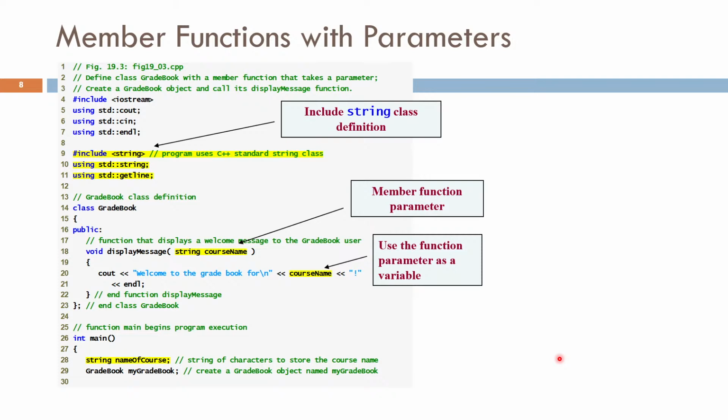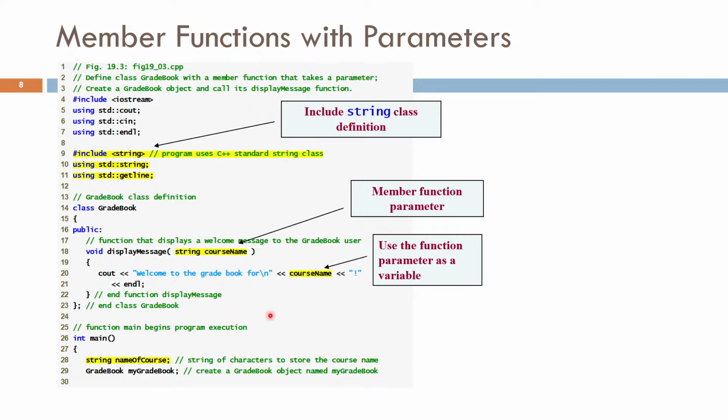Now, another example of how we can use member functions or methods with input parameters within our class is, let's say we have the same class GradeBook, and instead of having our displayMessage with no input parameters, we want to put an input parameter here that we might want to use later on. So we can include the string library and use std::string and so forth. Because we have this input variable, we can use it within our displayMessage function, just like any other general function that we've been exposed to.